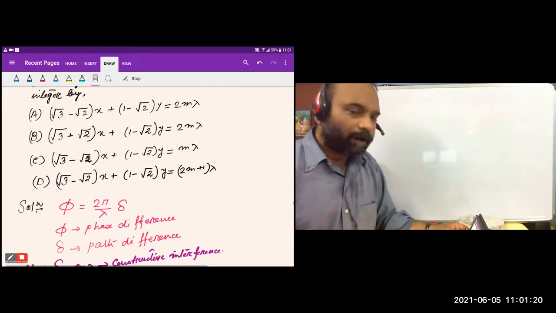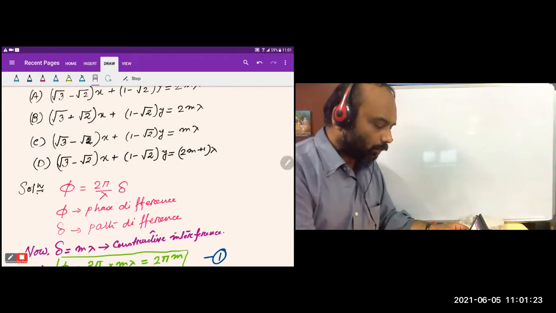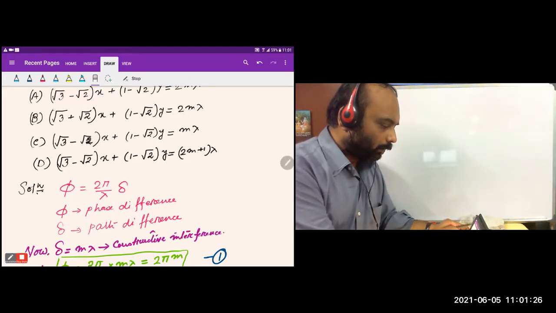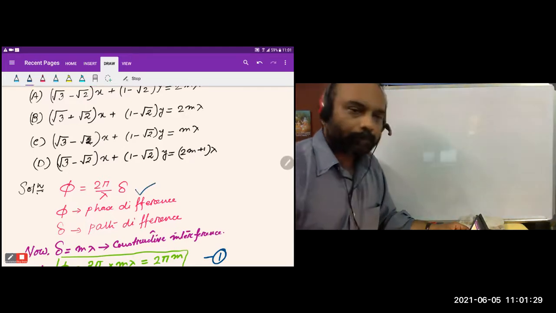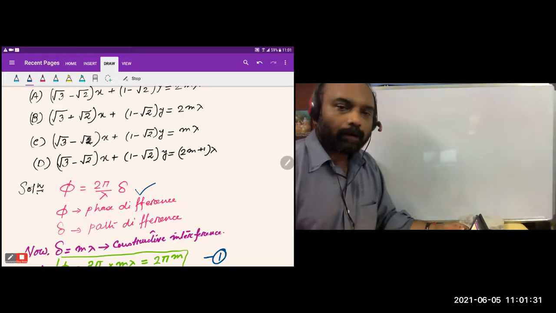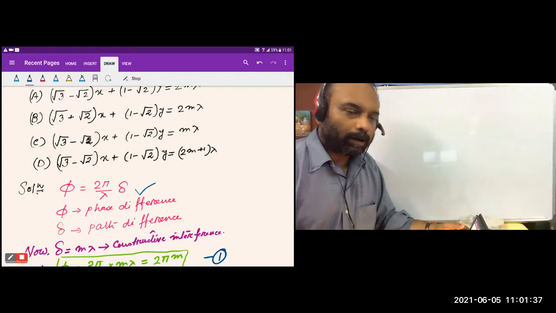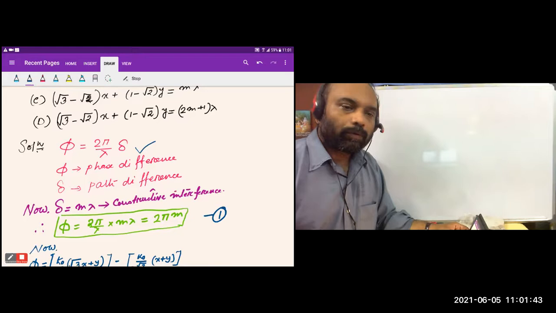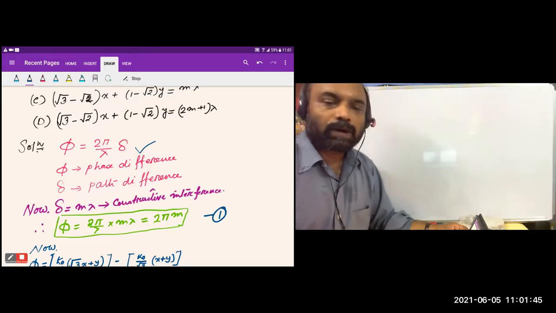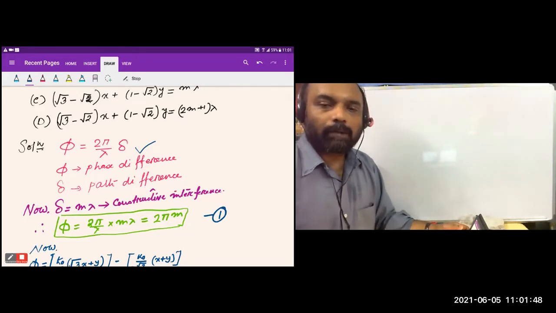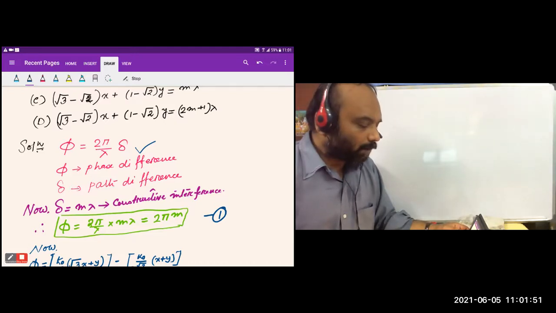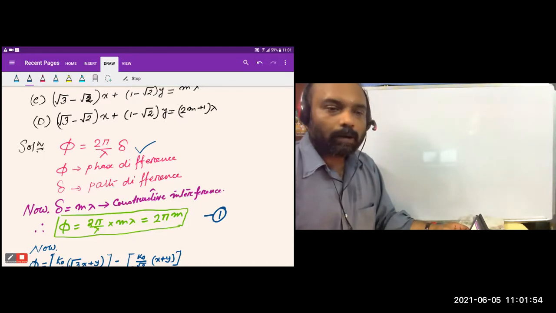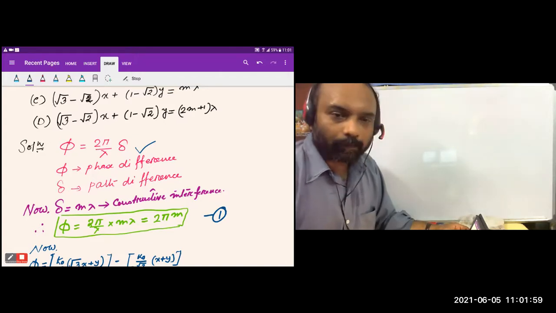So we know the phase difference is equal to 2 pi by lambda times the path difference. So phi, which is the phase difference, is equal to 2 pi by lambda times delta. Delta is the path difference. Now, delta equals m lambda for constructive interference. That means we will get maximum. So therefore, phi equals 2 pi by lambda times m lambda. That gives me 2 pi m.